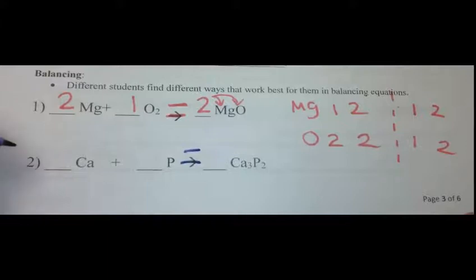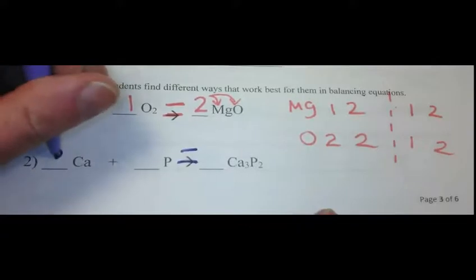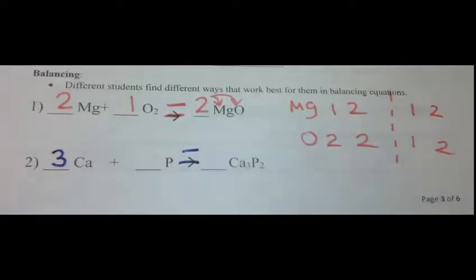Okay, so I'm going to go through and look at each element and just count. On the left side, I have 1 calcium. There is no subscript there. Whenever there is no subscript, we assume that it is 1. On the right side, I have 3. Those are not the same number. All I have to do to make them the same is put a coefficient in front of the calcium. So now I'm going to guess and check. I've got 3 calciums on the left, and now I have 3 calciums on the right. Okay, so far so good.